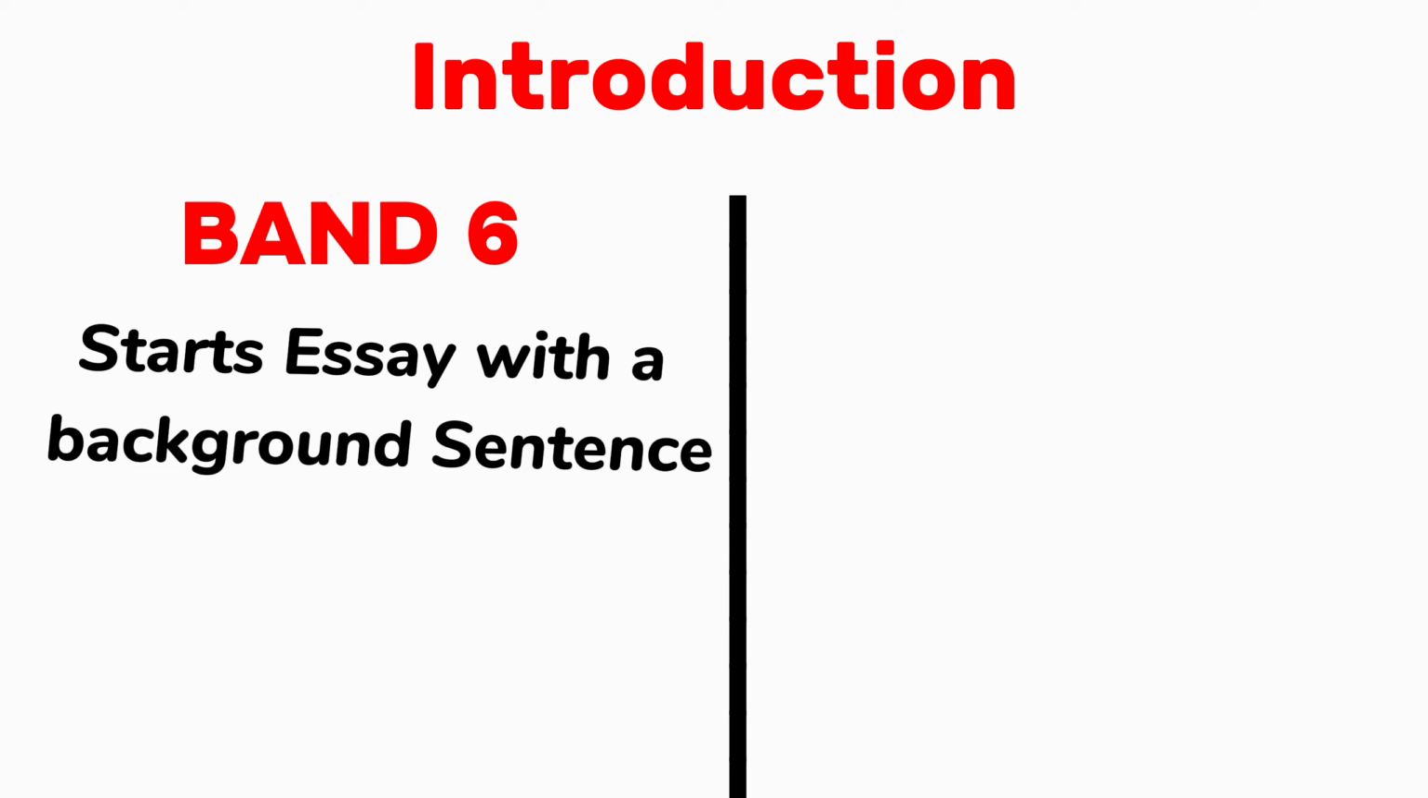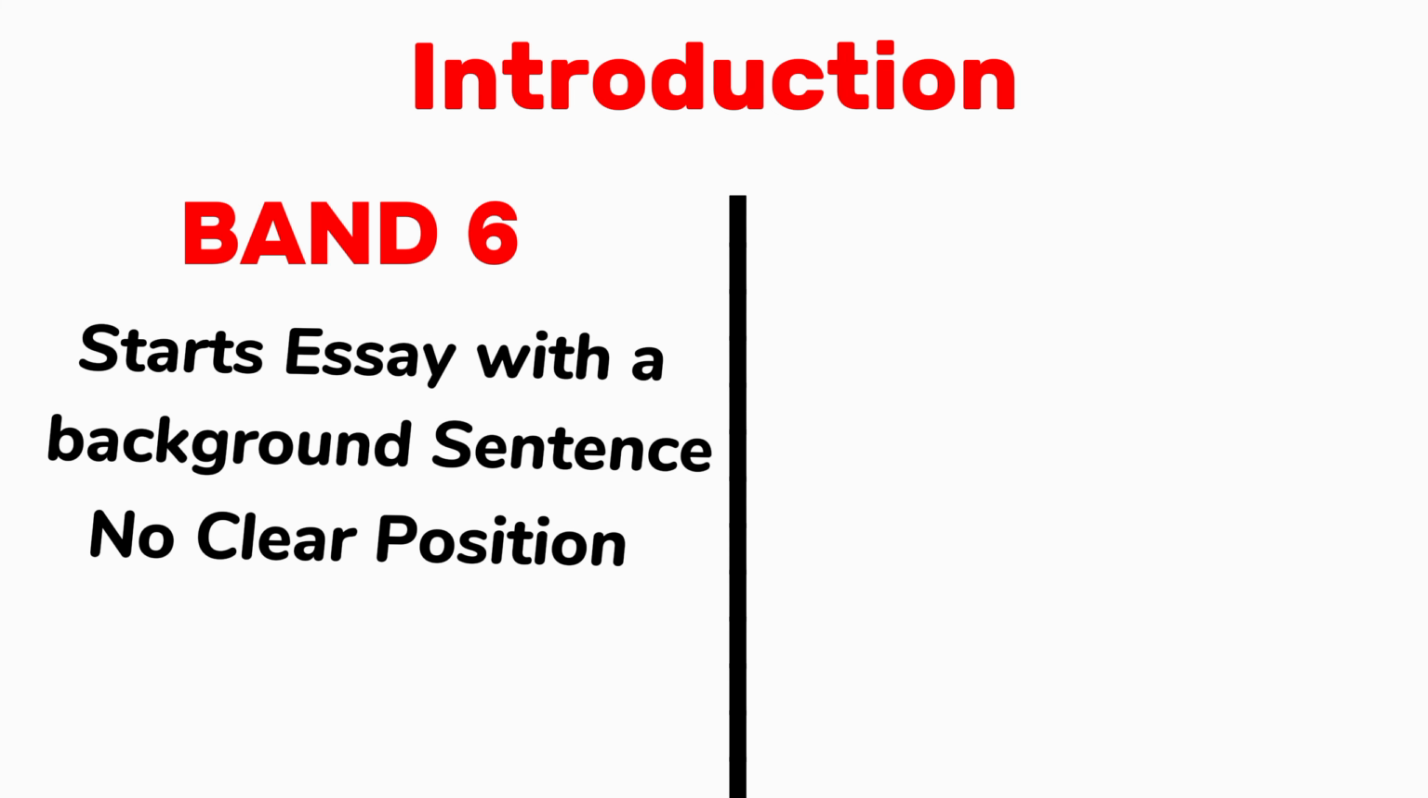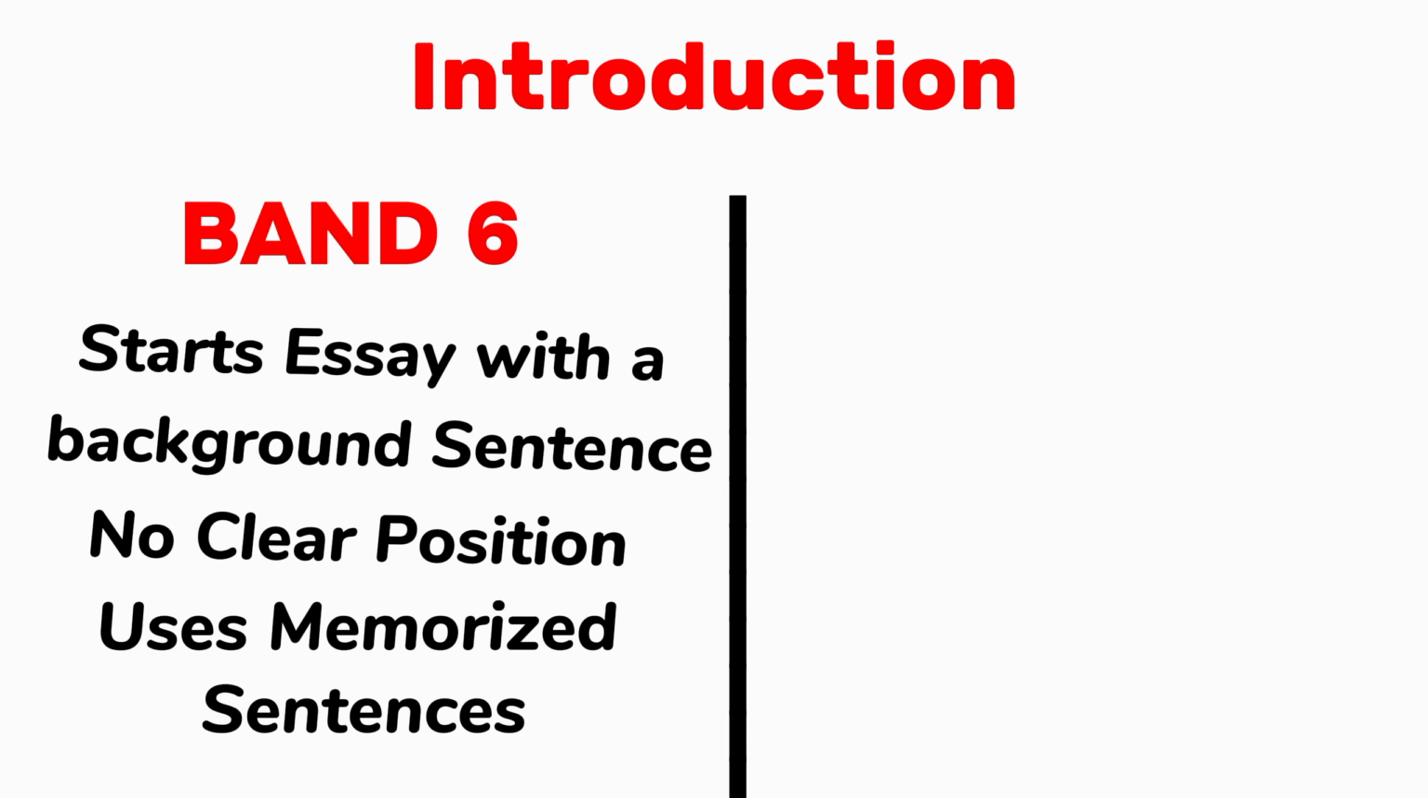The band 6 student also doesn't have a clear position. He doesn't state whether he agrees or disagrees, just like in this essay. Additionally, he uses memorized sentences, like "This essay will discuss both views and give my opinion," or "This essay will discuss both the advantages and disadvantages and give my opinion." These types of sentences will get you a lower band score, not a higher one.